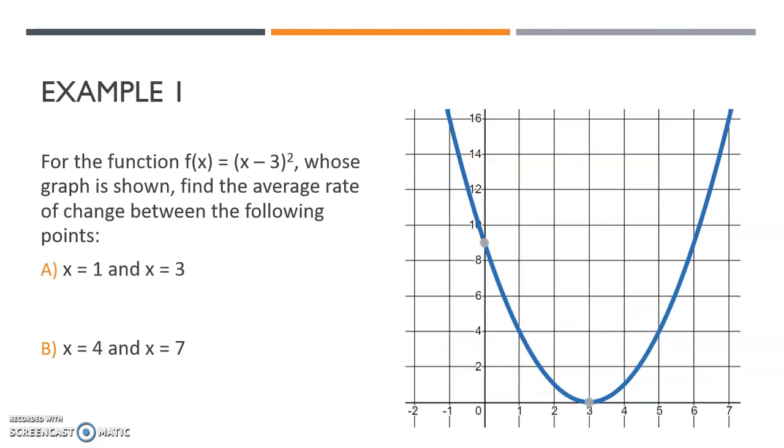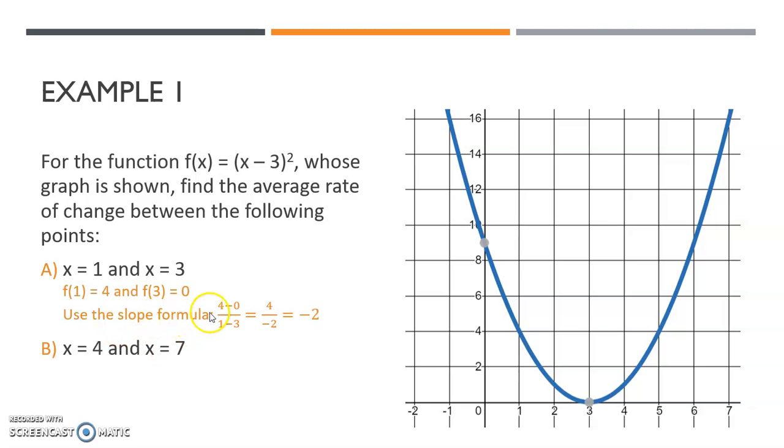In example 1, it says for the graph of the function f of x equals (x minus 3) squared, whose graph is shown, find the average rate of change between the following points. So I have x equals 1 and x equals 3. The first thing I'm going to do is put 1 in and get a y value out. So I have the point (1, 4), and I'll put 3 in and get a y value out. So that's (3, 0). And then I'll put those into the slope formula to get my average rate of change.